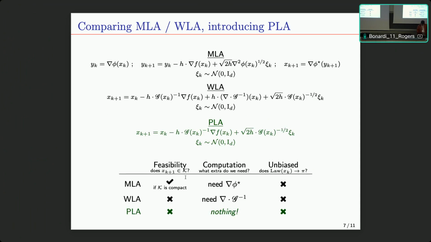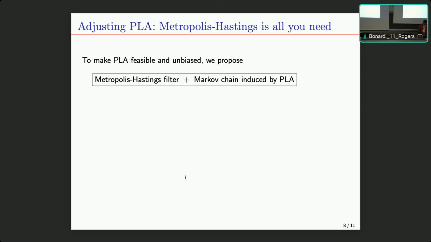So now the main two issues that we need to talk about are the feasibility issue and the bias issue. We can address both of these by considering a Metropolis-Hastings filter applied to the proposal given by PLA. So this gives rise to a Markov chain, say, called MAPLA.